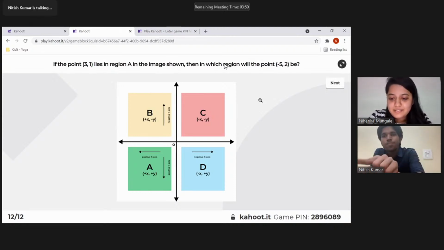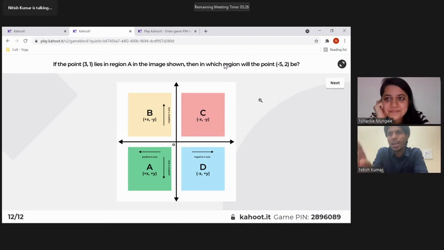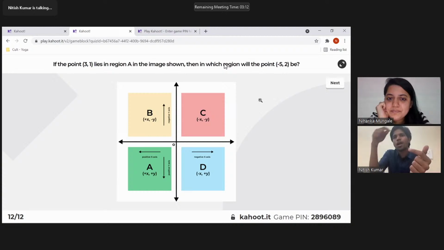I'm telling that the left side of the horizontal arrow is the positive x-axis, and the bottom part of the vertical arrow is the positive y-axis. Now, if I know which part is the positive x and which part is the positive y, then I know which part is the negative x and which part is the negative y. So depending on that, if region A is positive x and positive y, then region B is positive x and negative y, because the x side remains the same, the left horizontal arrow, but for the vertical arrow, now we are facing the top portion, that's the negative y axis.